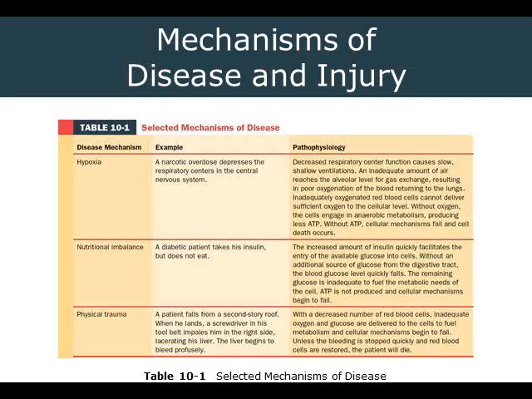Nutritional imbalance. For example, the patient takes his insulin but does not eat. This increases the amount of insulin in the body and facilitates the entry of all the available glucose into the cells, but there's no additional glucose source around for the body to use. So very quickly the glucose goes into the cell, it gets used, it gets converted into energy, and then all of a sudden you run out of gas.